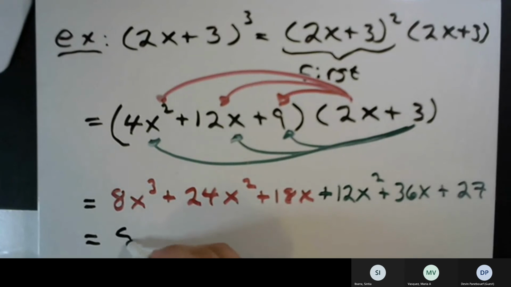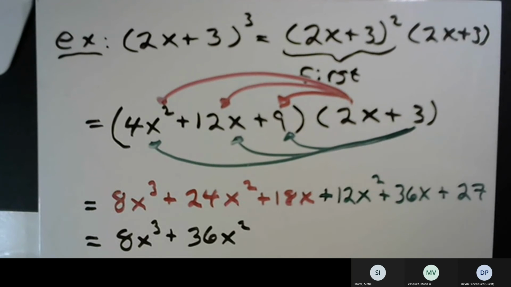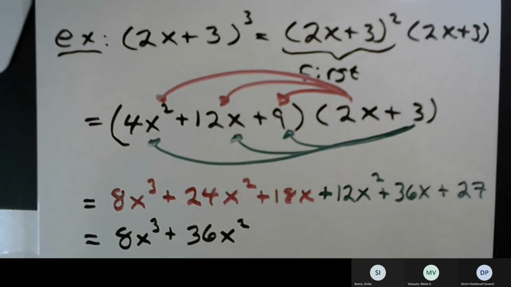And so if we combine like terms, 24x squared, 12x squared, 36x squared. Let me just make sure I didn't make an algebra error here. Okay, that looks good. It's easy to make an algebra error. 36, 27. Okay, we're doing good. And then the x terms go together. So that's 46, 54, and then plus 27.